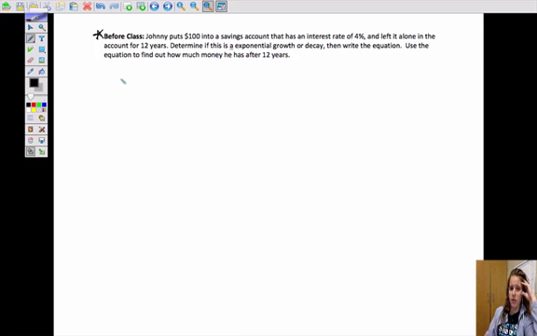Johnny puts $100 into a savings account and has an interest rate of 4%. He left it alone in the account for 12 years. You're asked to determine if this is exponential growth or decay, and then write an equation and use your equation to figure out how much money Johnny will have after 12 years.